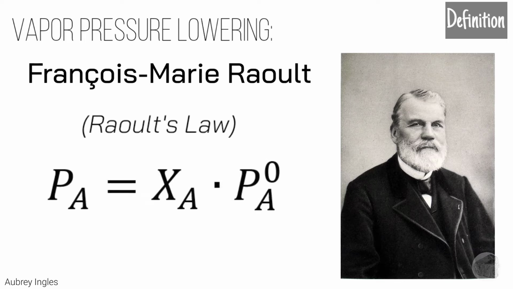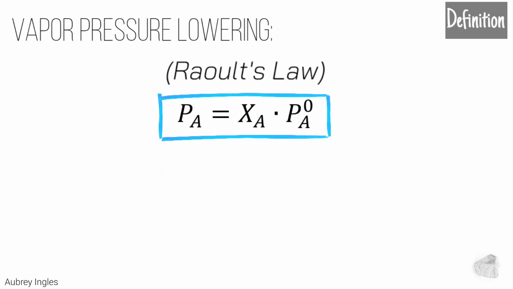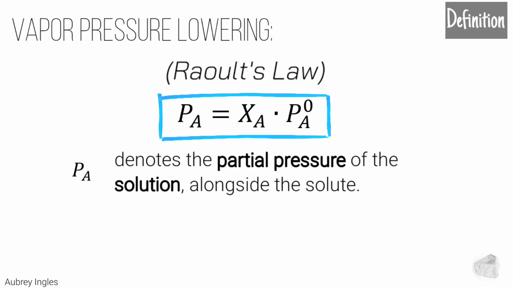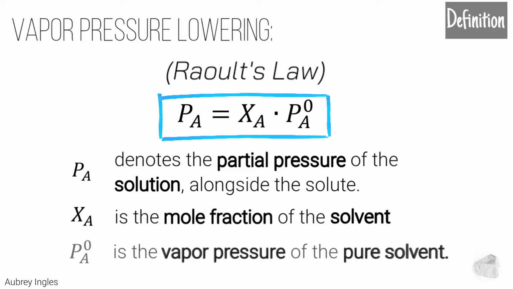P sub A is equal to X sub A multiplied by P null sub A. P sub A denotes the partial pressure of the solution alongside the solute. X sub A is the mole fraction of the solvent. P null sub A is the vapor pressure of the pure solvent.